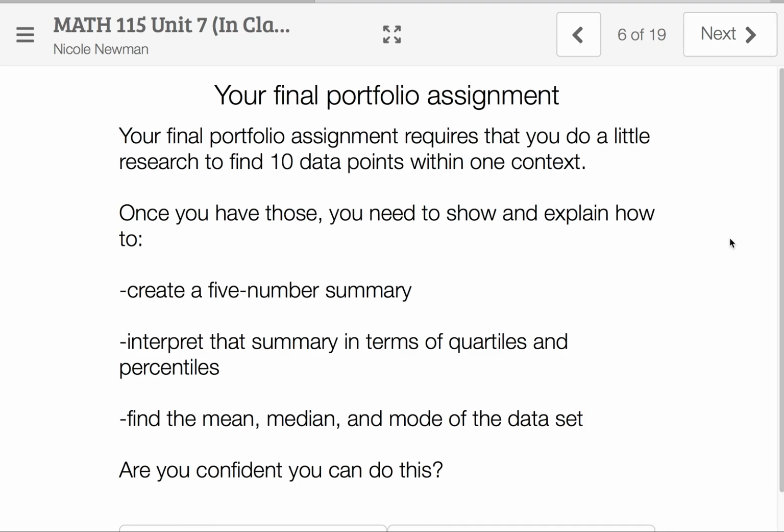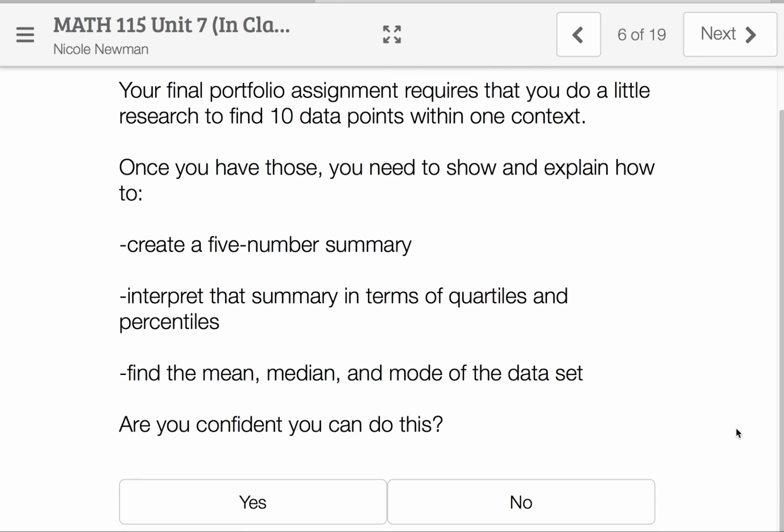In the very last portfolio assignment that you need to complete, you'll want to get 10 real data points with a citation about where they came from, and that might take more than one citation. But once you have those, you'll need to show and explain how to make a 5-number summary and interpret that summary in terms of quartiles and percentiles. So we were just working on that. You'll also want to be able to find the mean and the mode of the data set. And I'm kind of wondering how you're feeling about doing that at this point. So you can vote yes or no on whether you're confident or not.